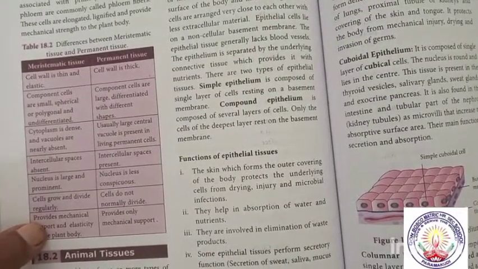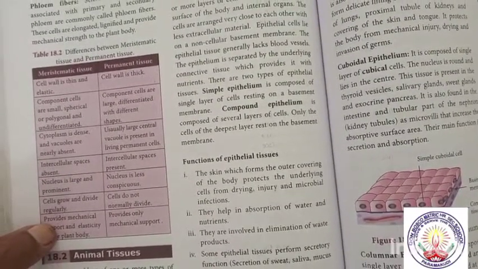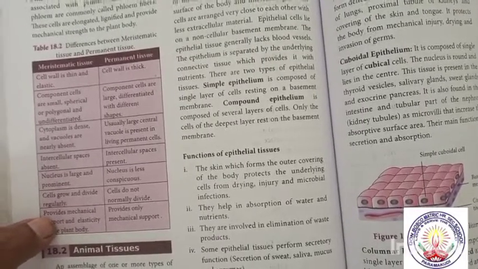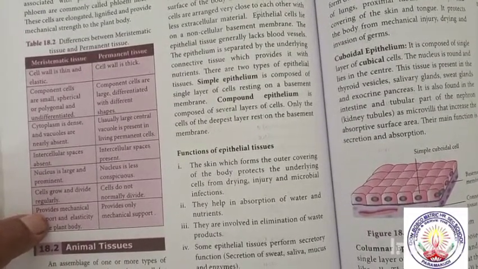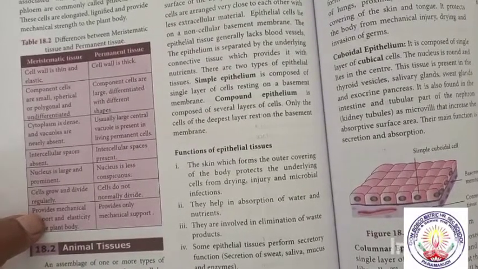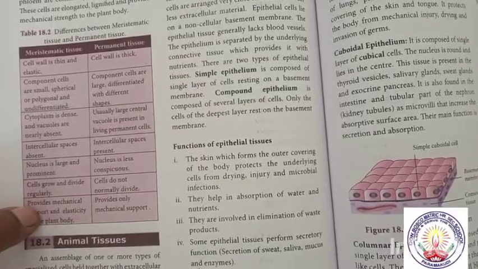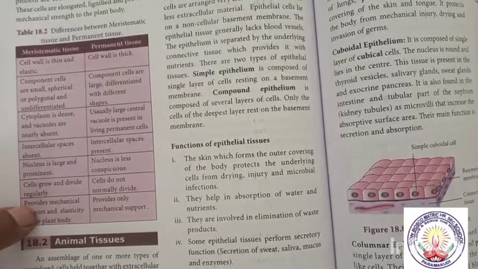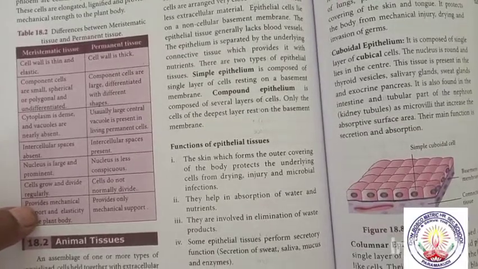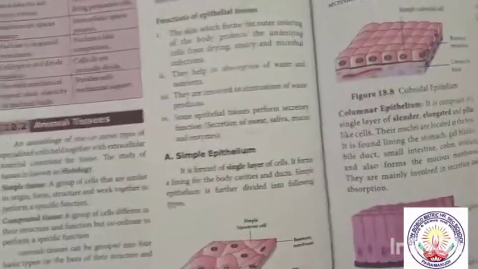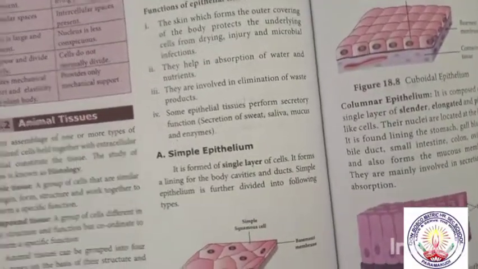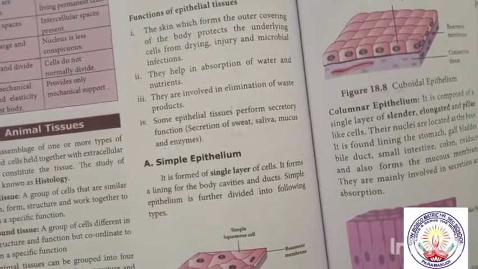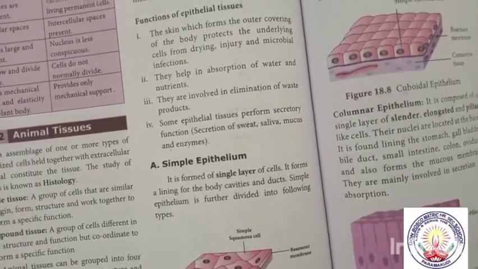Functions of epithelial tissues. The skin, which forms the outer covering of the body, protects underlying cells from drying, injury and microbial infections. They help in absorption of water and nutrition. They are involved in elimination of waste products. Some epithelial tissues perform secretory functions: secretion of sweat, saliva, mucus and enzymes. Next, simple epithelium. It is formed of a single layer of cells. It forms a lining for the body cavities and ducts. Simple epithelium is further divided into the following types.